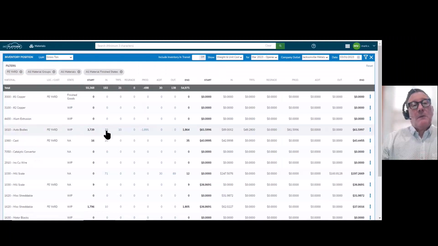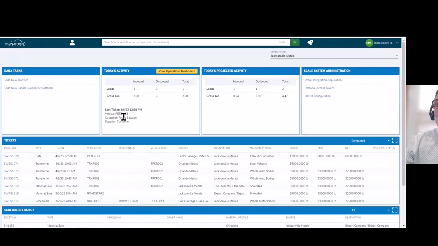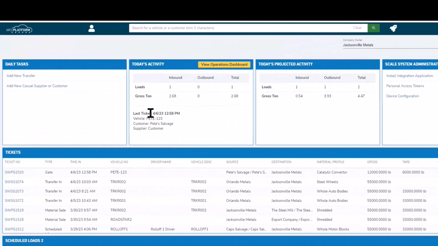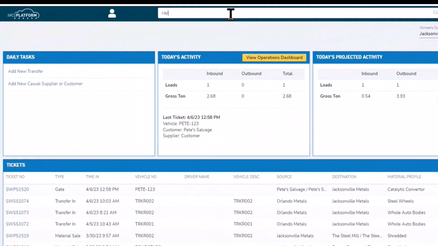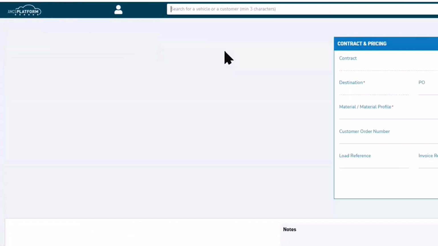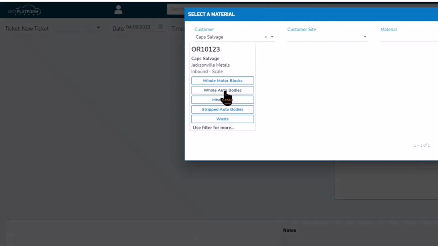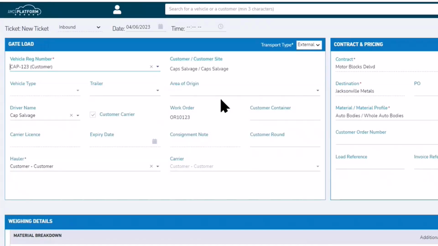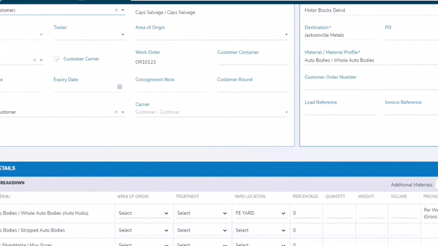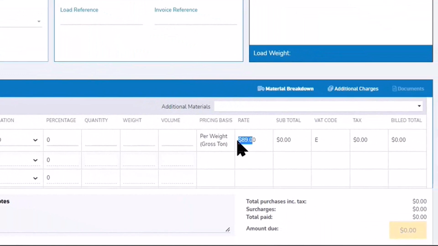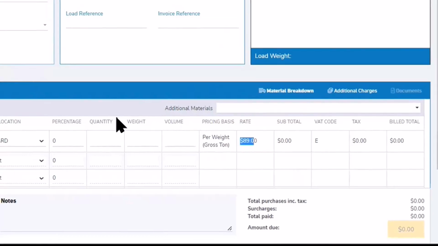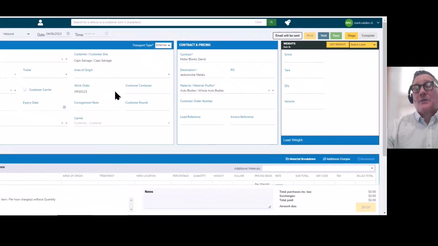So what affects inventory? Intake, purchases. If we flip over to our scale here, this is our scale system. If we make a purchase of, let's say, auto bodies, I'm going to gross, tare, net, ticket complete. Down here, the cost of that material, the net weight of it, added to inventory, the cost added to inventory and factored into that, again, near real-time accumulated weighted moving average. So that's what's going to be happening with our scale system.